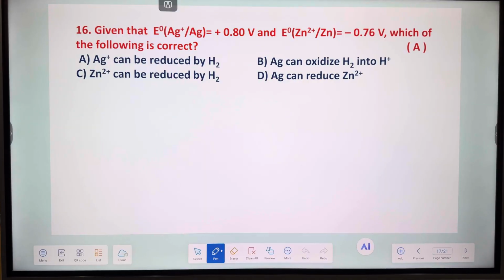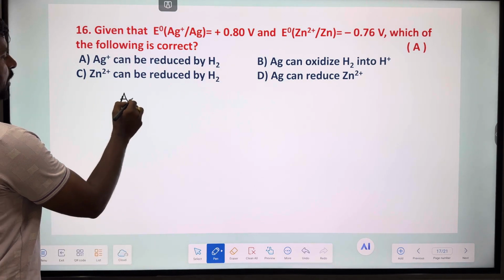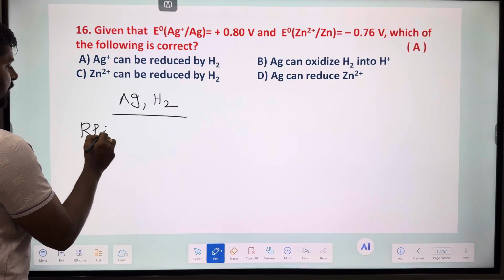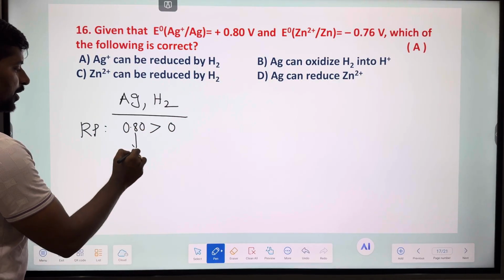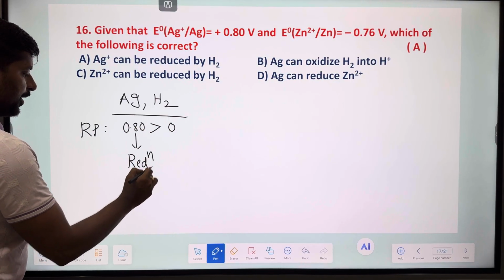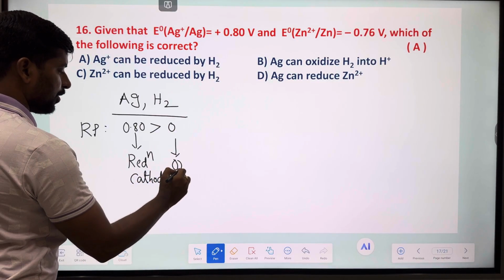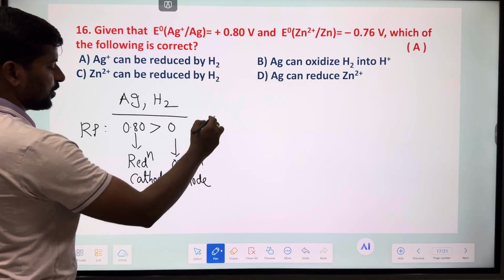Next, this is the previous type of question only; we already discussed 2 questions of this type. Silver reduction potential is given, zinc reduction potential is given. Which of the following is correct? If you verify the reduction potentials of silver and hydrogen, silver is 0.80 and hydrogen is 0, so silver is greater. So it undergoes reduction and acts as the cathode. Hydrogen undergoes oxidation, so it acts as the anode. So this is the reaction that occurs.